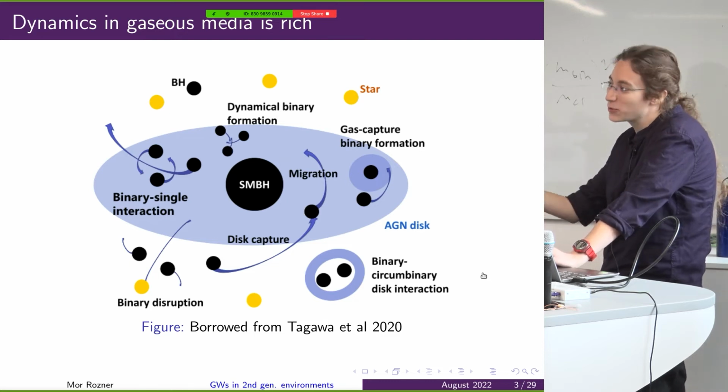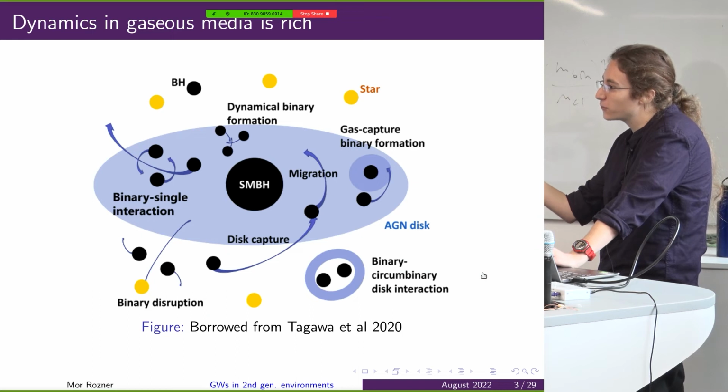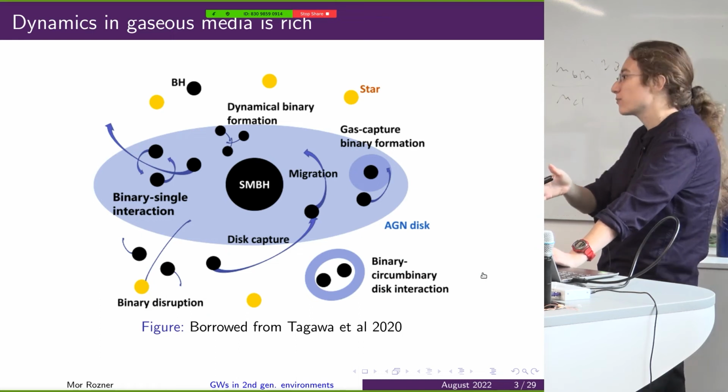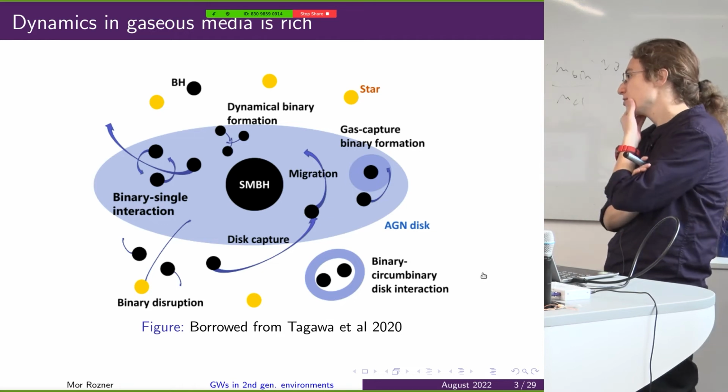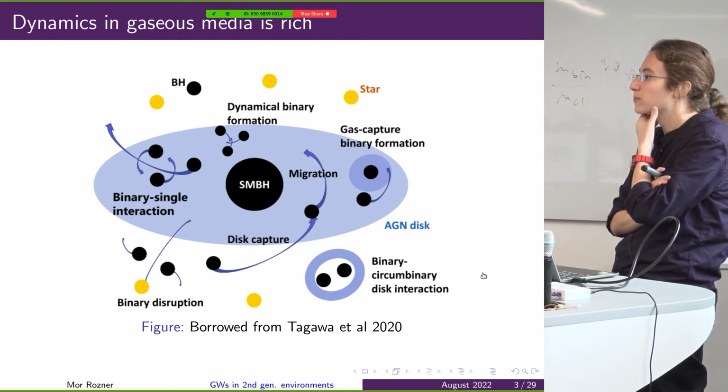So you could actually reverse the whole model and ask yourself what assumptions you should apply to the globular clusters if you have such and such mergers. So that's actually another point of view.